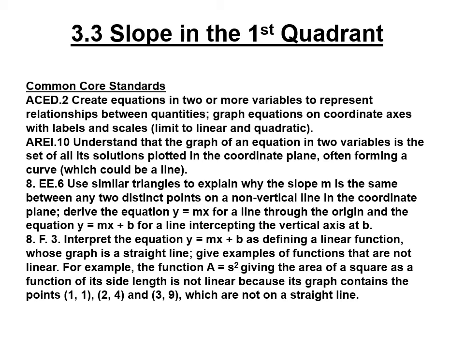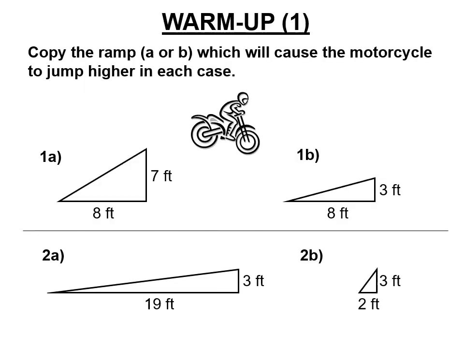All right, so welcome to lesson 3.3, slope in the first quadrant. So I want you to look at these ramps in number 1 and compare the two. Which ramp do you think would make a motorcycle, skateboard, bicycle, doesn't matter, jump higher?